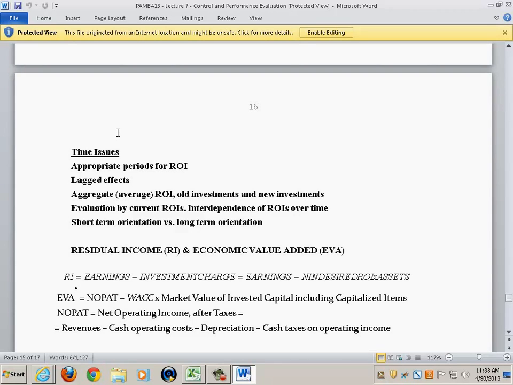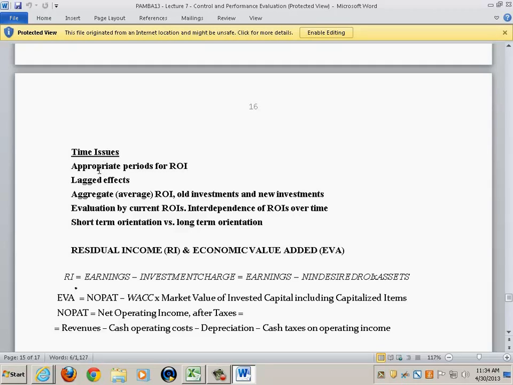Then there are time issues, because you have, first of all, to decide which periods of time you measure the ROI. Do you measure it for a year? Do you measure it for a quarter? Do you measure it for 2 years? Do you measure it for 5 years? Do you take a 4 or 5 years measurement and do a moving average? There are many possibilities that will produce different measurements that will have to be interpreted differently.